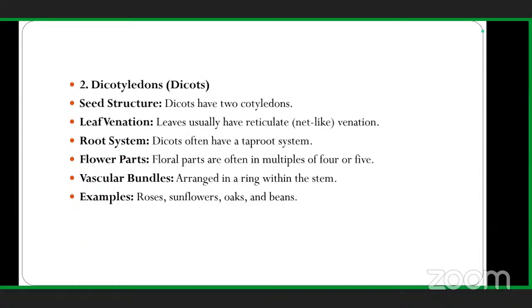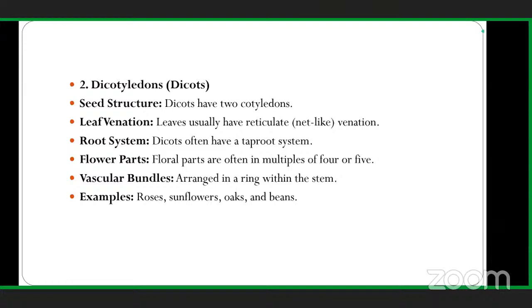Next is dicotyledons, dicots. In seed structure, they have two cotyledons. Di means two, cots means cotyledons, so there is the presence of two cotyledons. Here leaves usually have reticulate venation. In our surroundings, suppose you take a hibiscus plant, you see the leaf, the venation will be reticulate.